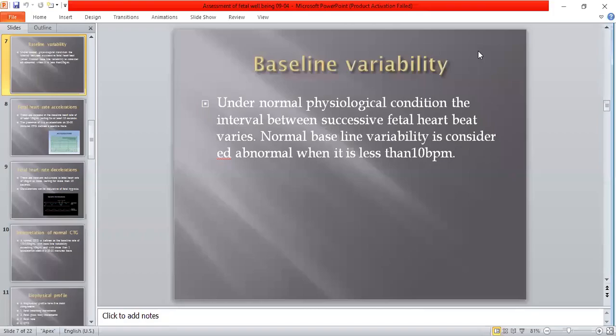The second main feature of CTG is baseline variability. Under normal physiological conditions, the interval between successive fetal heartbeats varies. It means that the heart rate will not be fixed. Sometimes it will be 120. After a few seconds, it will be 125. It may go up to 130, or down to 115. It goes up and down and changes every second, and this variability is normal. Baseline variability is considered abnormal when it is less than 10 beats per minute.